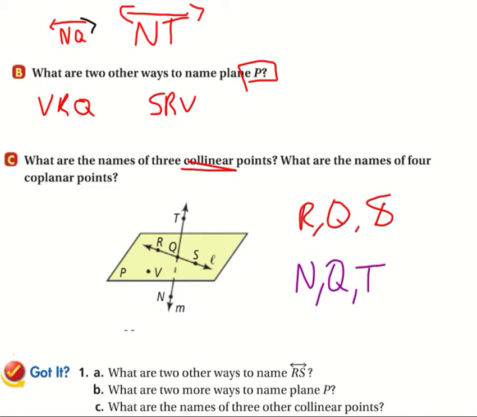Now if we're talking about coplanar points, coplanar points are points that lie on the same plane. I've got this plane P, and I see that V right here, R, Q, and S are coplanar.